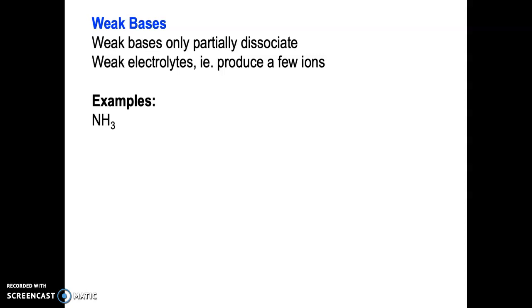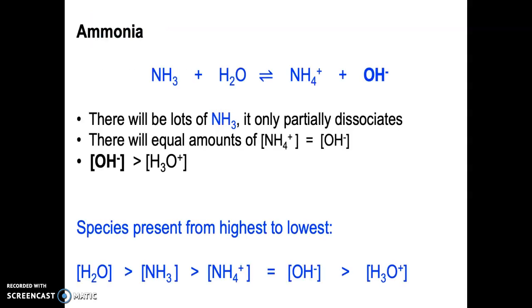A good example of a weak base you should know is ammonia. So looking at the reaction of ammonia with water, we can see that it produces the ammonium ions and hydroxides. But you do need to be aware, like weak acids, the amount of ammonia is very high. Very few of the ammonia molecules actually dissociate, and so when you're listing the species present from highest to lowest, straight after water, you put your ammonia concentration, and this tells us that very few ammonias actually dissociate.